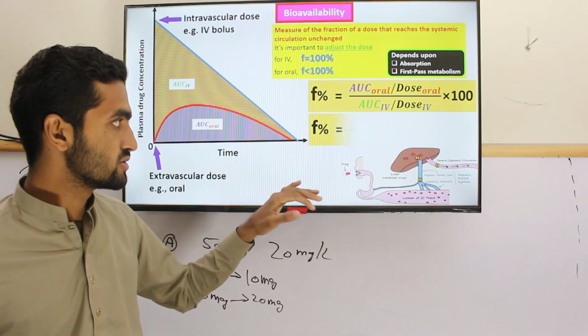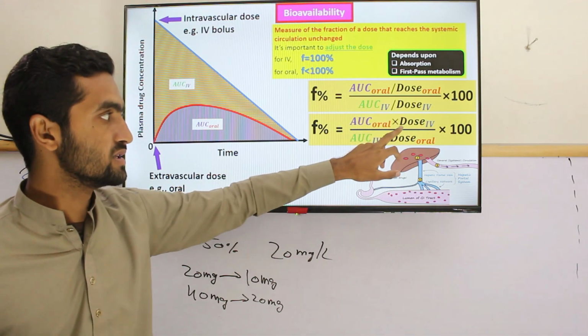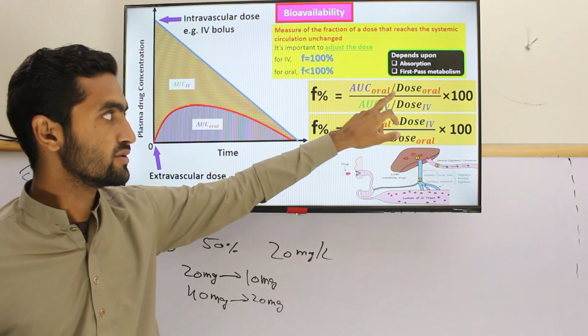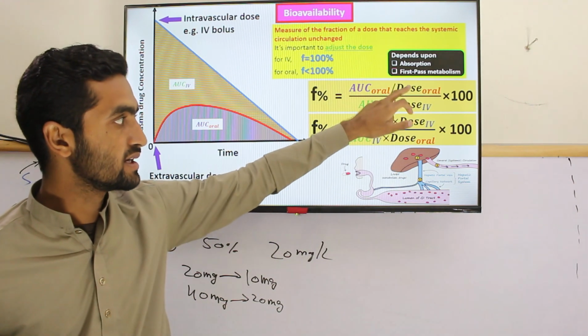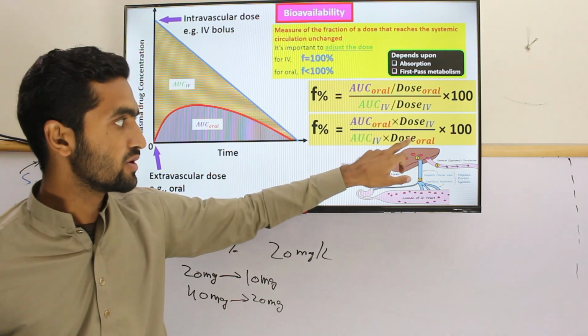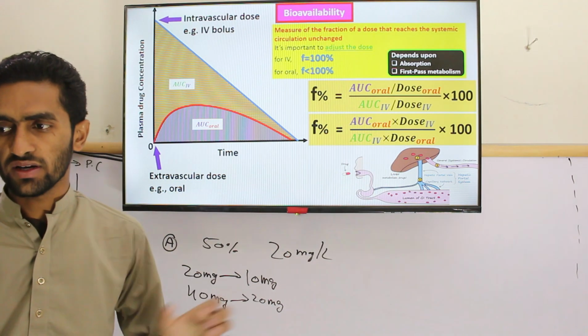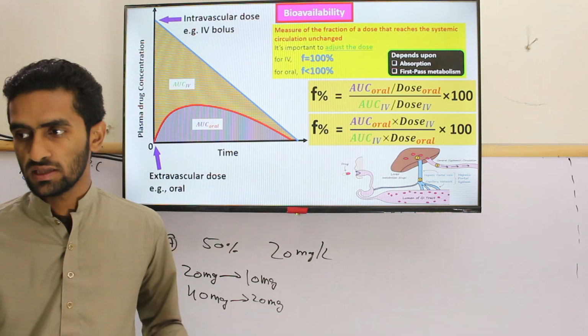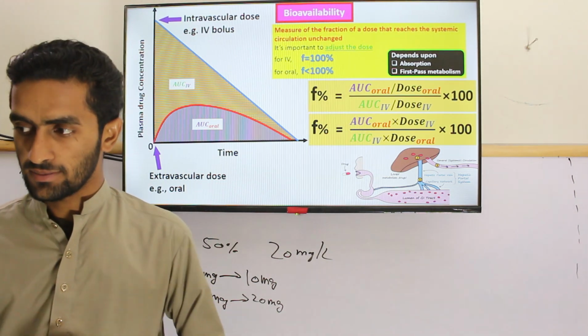Or we can use it like this, by changing the mathematical calculation, changing the division into multiplication. So the dose will come over here and this comes here, like this. This is a very straightforward calculation for bioavailability, and it is especially important for your Step 1 exam.